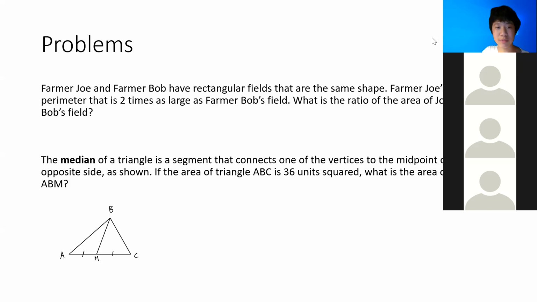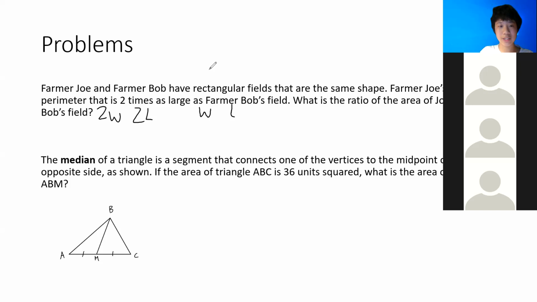So we know that the perimeter of Joe's field is 2 times as large as Farmer Bob's field. So that means if Farmer Bob's field has width W and length L, then to have the perimeter for Farmer Joe's field 2 times as large as that, then that means the width and the length have to be 2 times as much as well.